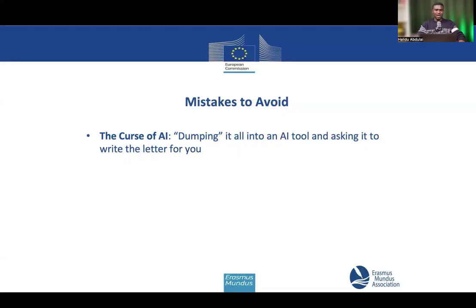The first one is what I call the curse of AI. Now we have AI everywhere: ChatGPT, Gemini, Claude. And so what most of us want to do is just dump whatever idea we have at hand into an AI tool and ask it to write the letter for us. All right, fair enough. You are asking an AI to write the statement of purpose. Well, what happens if everyone else does the same? It means that all of you are going to have very similar letters.